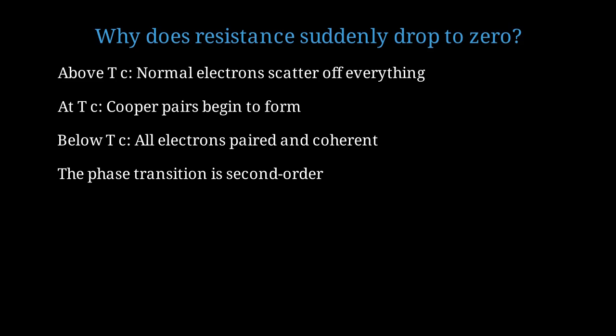The superconducting transition is a second-order phase transition. The order parameter, which is related to the density of Cooper pairs, grows continuously from zero at the critical temperature. Near the transition, the superfluid density behaves as ns of T proportional to 1 minus T over Tc to the power of 1/2. This explains the sharpness of the transition.